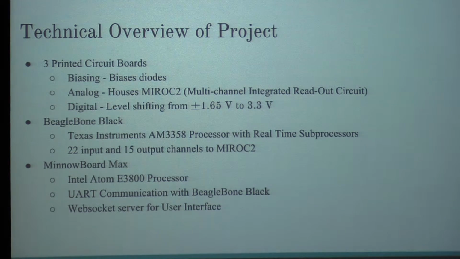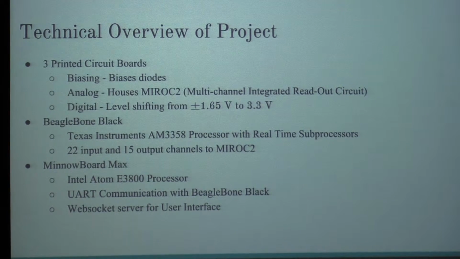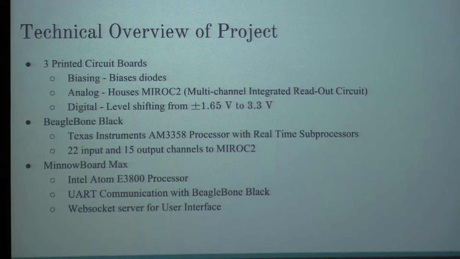So kind of converting what Casey said to text, we have 3 printed circuit boards that we designed. One was a biasing network, which Casey's holding. It biases our diode detectors. Then we've got an analog board housing MyRock2 that stands for multi-channel integrated readout circuit designed by Professor Nepper's previous PhD student, Dr. Zhang He. And then we have a level shifting digital board from plus minus 1.65 logic to 0 to 3.3 for a microprocessor. The BeagleBone Black, which has a lot of input pins that we need, and then that interfaces through UART to a Miniboard Max, which is running a Python WebSocket server, so we can connect our GUI from any laptop connected to the internet.